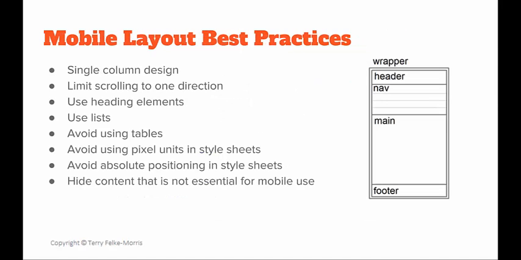So let's talk a little bit about mobile layout. Mobile layout becomes especially important as the world moves towards a more mobile-friendly web. In general, here are some tips provided by the author. Single column design becomes very important given the limited size of many screens. You should limit scrolling to only one direction and use heading elements and lists. You should avoid using tables and avoid using pixel units in style sheets. Use percentages instead. You should avoid absolute positioning in style sheets, make it relative, and you should hide content that is not essential for mobile use.